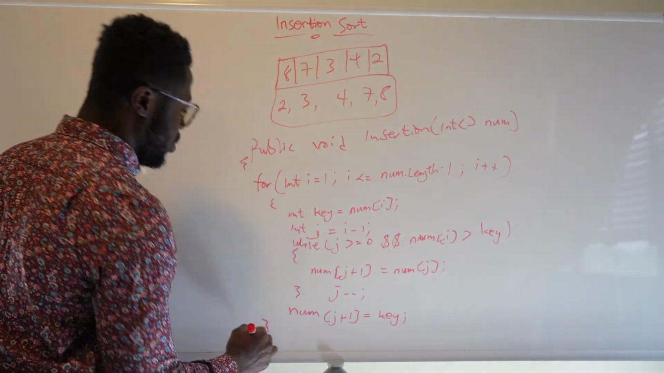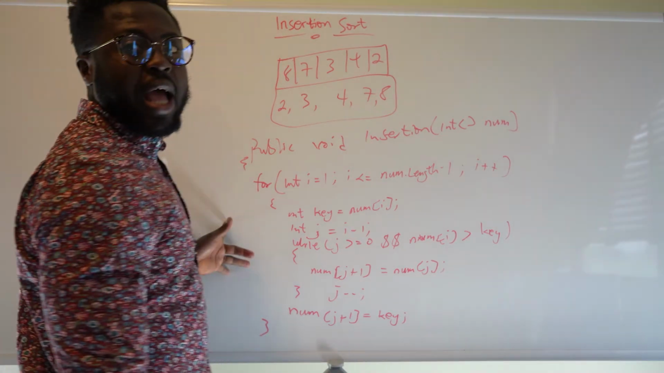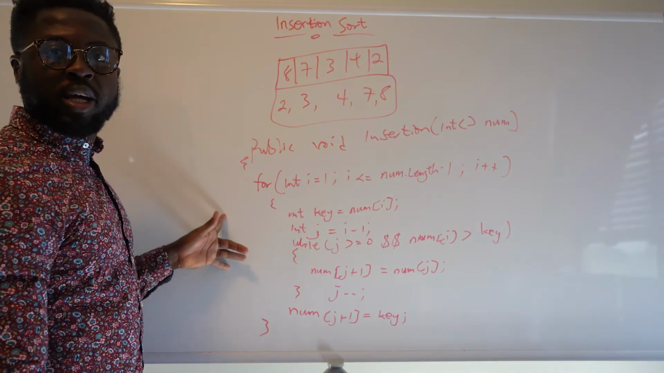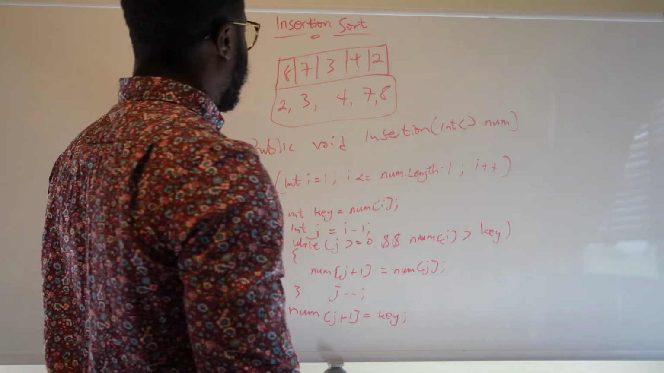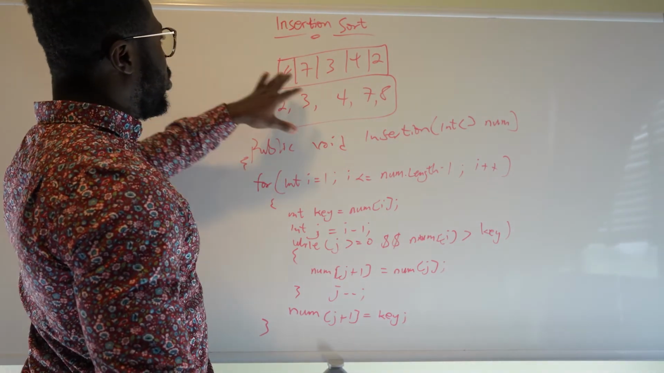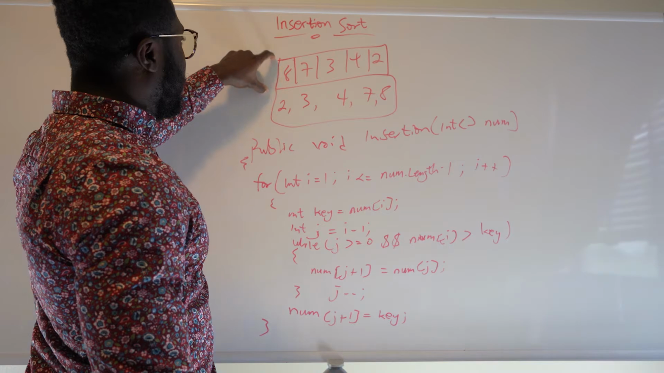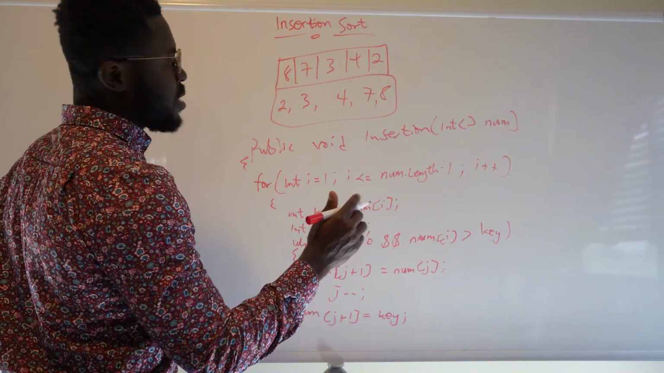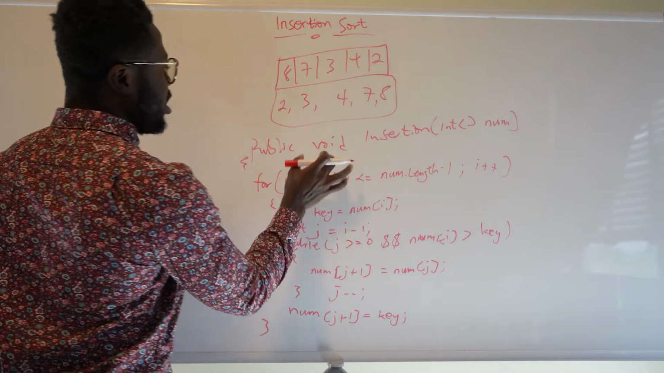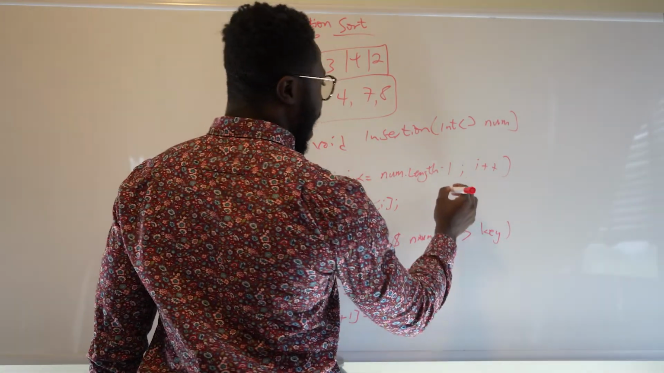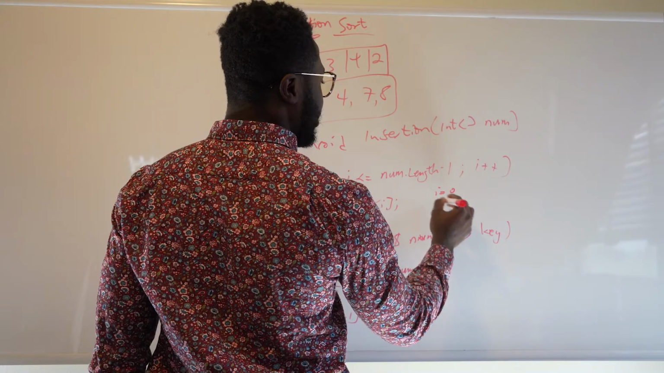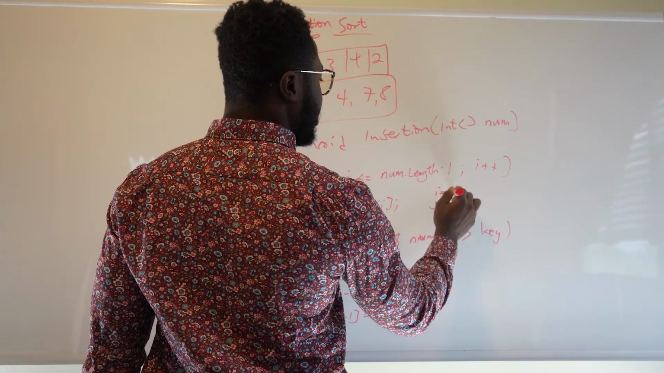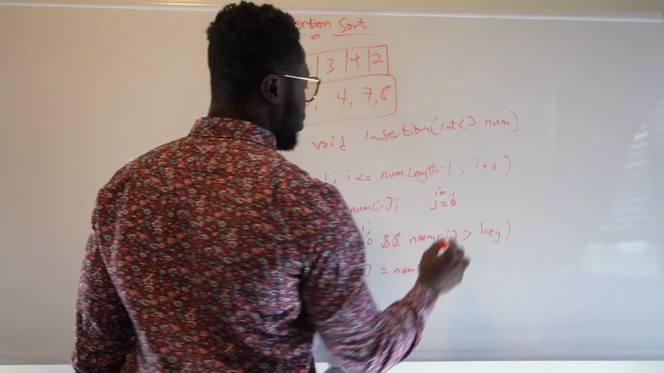Then this is the algorithm for the insertion. We are going to use this example to go through it. We first start where i is equal to 1, j will be equal to 0.